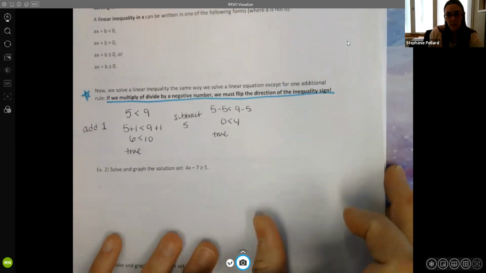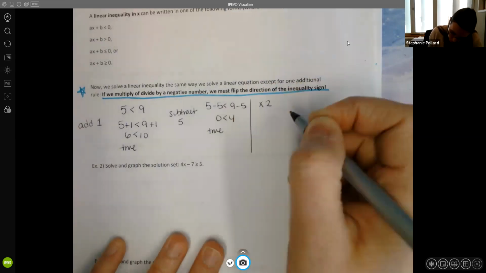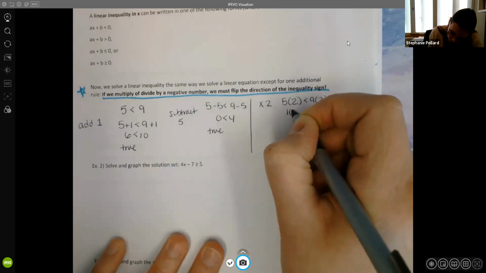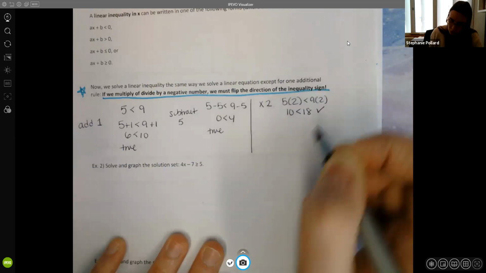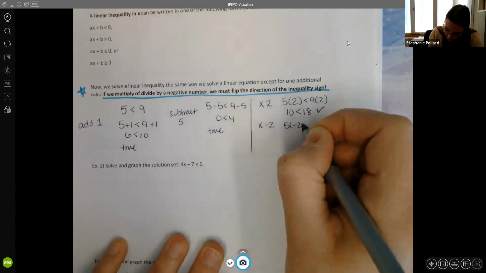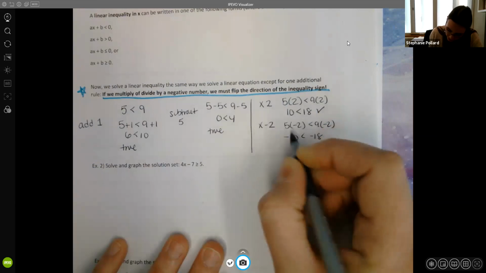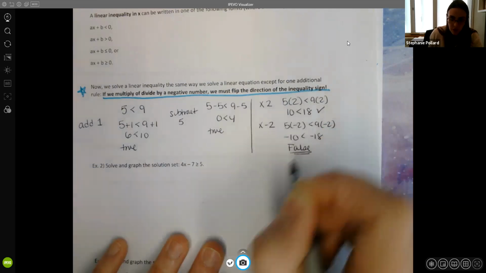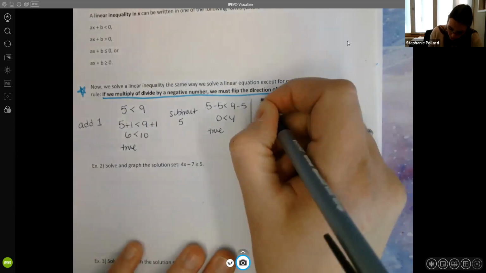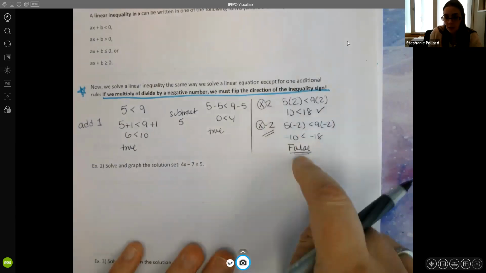It gets a little tricky when we multiply or divide though. If I multiply by 2, I get 5 times 2 is less than 9 times 2, which says that 10 is less than 18, which is still true. But if I multiply by -2, I get -10 is less than -18, and this is false, right? -10 is bigger than -18. So when we multiply with that negative sign, it changes it from a true statement to a false statement.